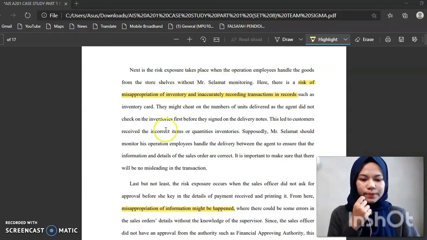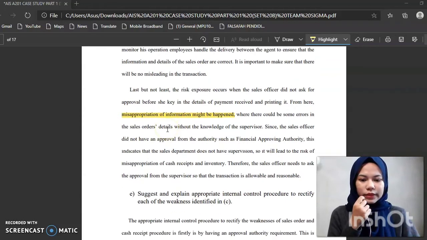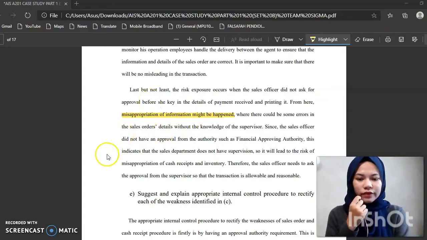Slamat monitoring. And last but not least, there will be the risk of misappropriation of information, where there could be some errors in the sales order details without the knowledge of the supervisors. This is because the sales officer did not ask for approval before she keyed in the details of the payment received and then printed it without the permission of the approvers.